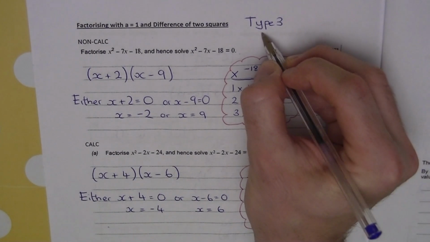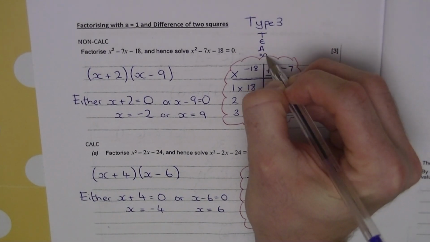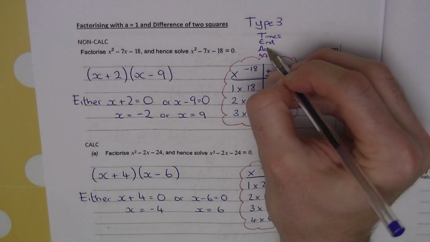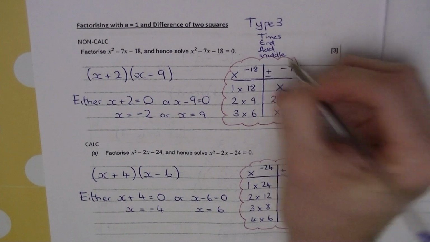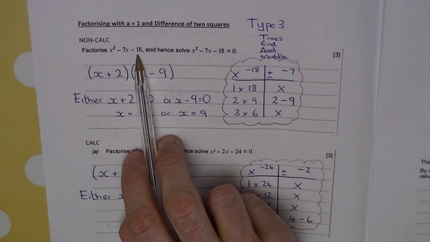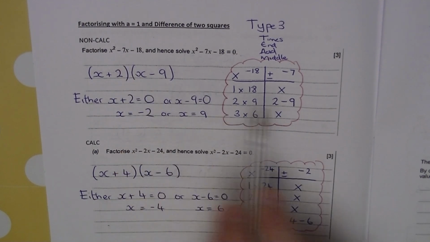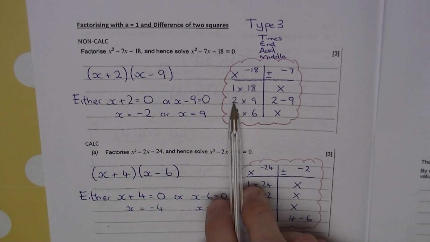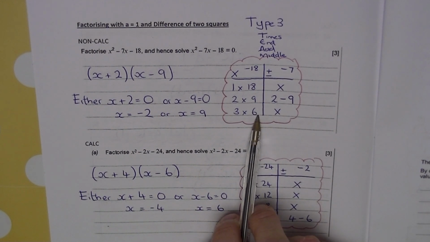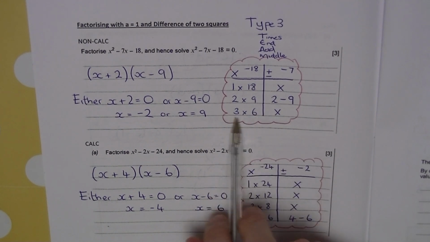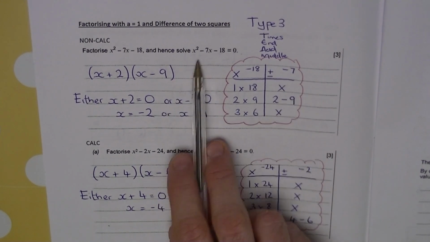I've seen this before, team, standing for times to give end, add to give middle. Up to you, right? Just to remind yourself. So two numbers, the times to give minus 18, that will add or take away to give minus 7. My combinations, first of all, I'm ignoring the minus and the 18. I'm just coming up with combinations of numbers that multiply to give 18. 1 times 18, 2 times 9, 3 times 6. Then I'm looking at these to work out which pair here could allow me to add or take away to give minus 7. Okay, important that it's minus.